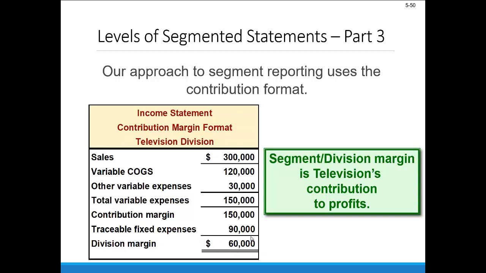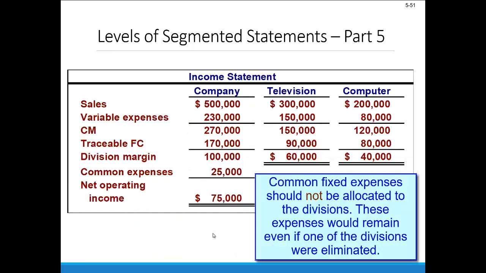Now that segment margin is the television division's contribution, if you will, to overall company profits. So again, for our purposes, as long as that's zero or above, we're going to say that that segment is potentially profitable, that we shouldn't consider getting rid of it. Now let's throw the computer division's segmented income statement side by side with TVs there. Let's say they had sales of $200,000, contribution margin of $120,000, and a segment or division margin of $40,000.